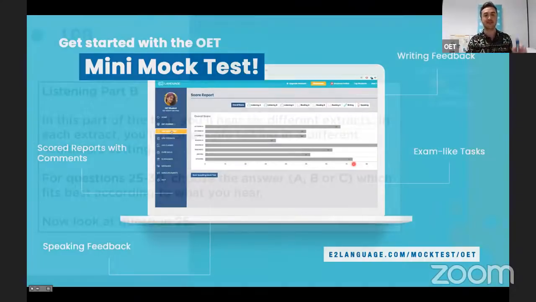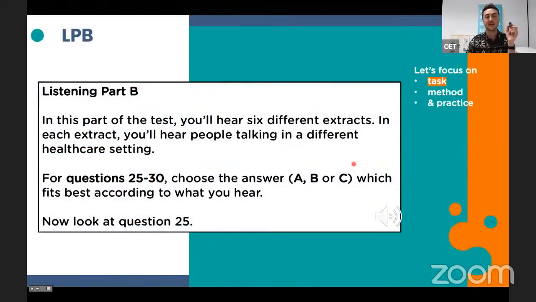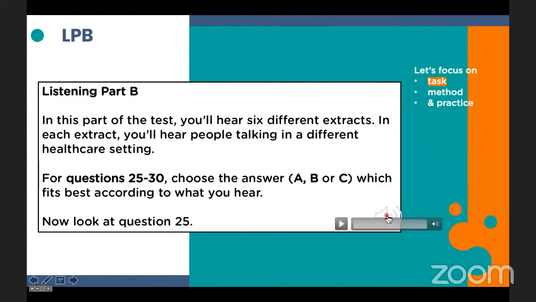Okay, let's talk about listening part B now. So you've done your 2 listening part A's. Now you move on to listening part B. Listening part B, in fact, why not listen to it? Here we go. These are the instructions for listening part B.